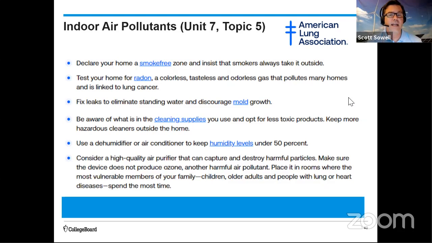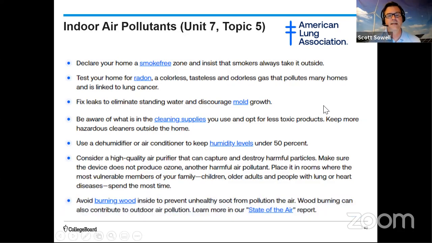Then it talks about buying an air purifier that could capture some of those air pollutants, those air particles, and then to avoid burning wood inside. So this is that indoor air pollution that we saw coming from cooking and heating using biomass inside. So some really good recommendations from the American Lung Association.